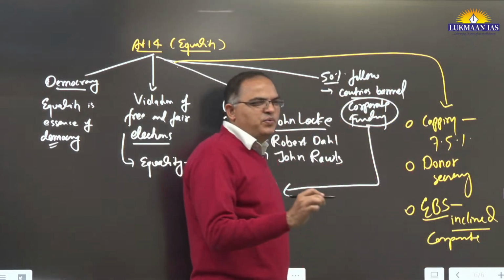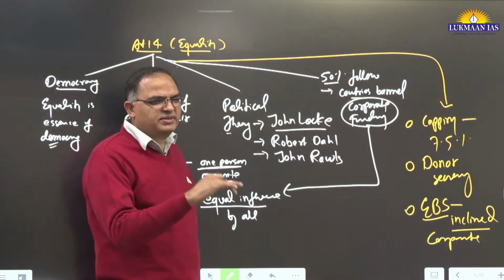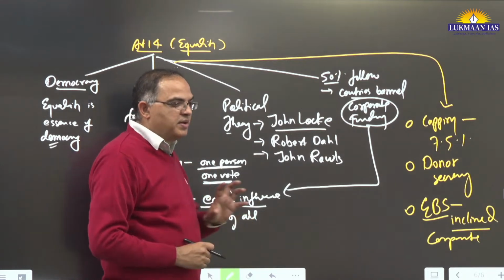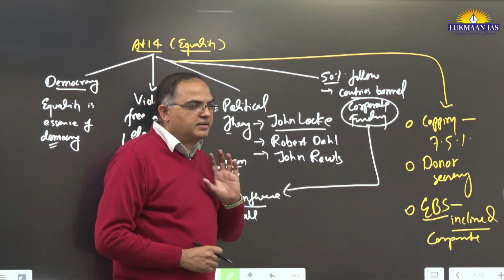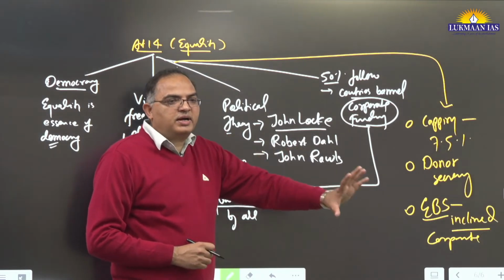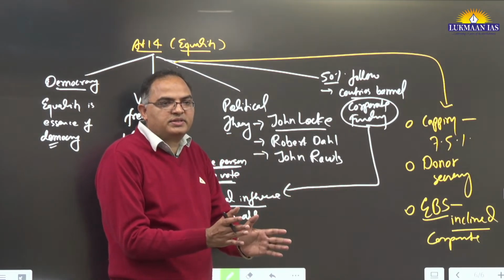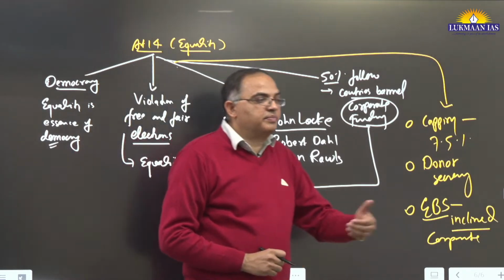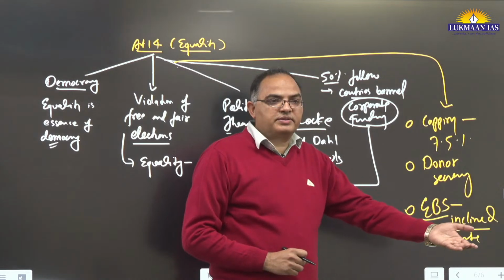Then they will go and invoke various judgments given in the past, where they will try to establish a link between corporate influence, black money and politics. They will try to establish the nexus, the link between political parties and corporates.